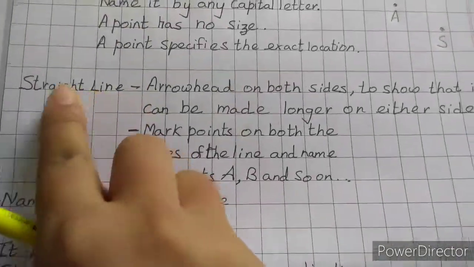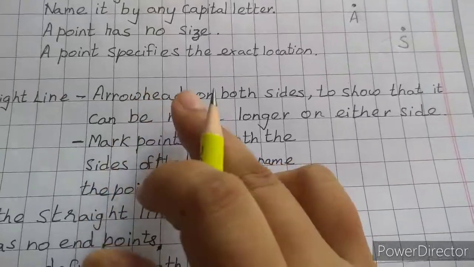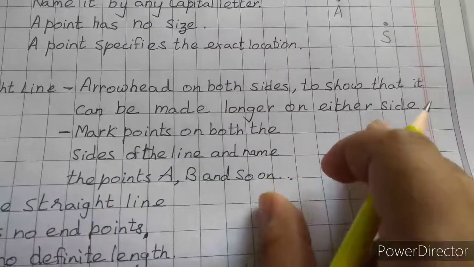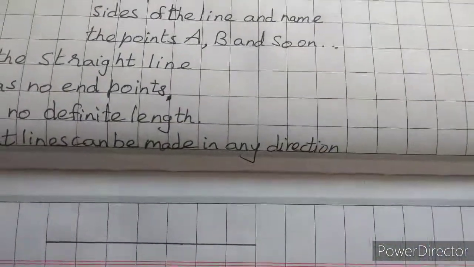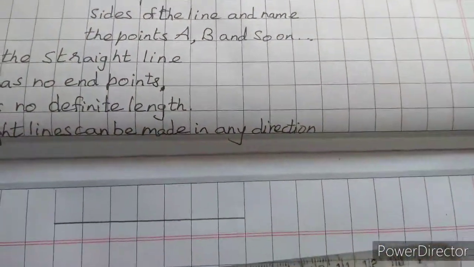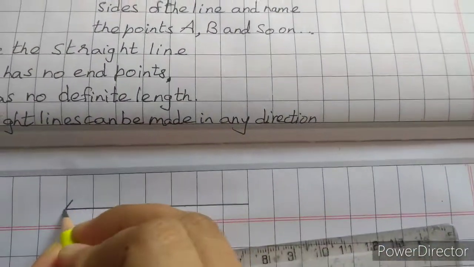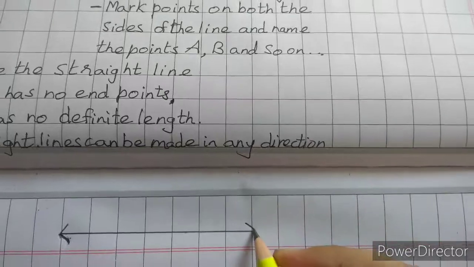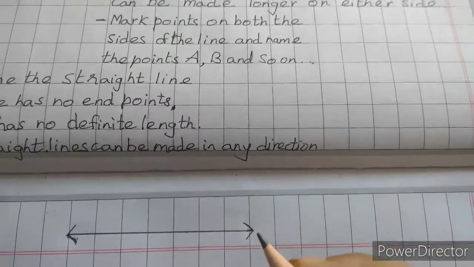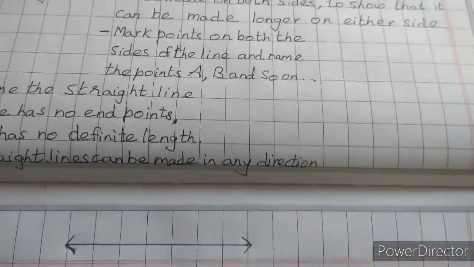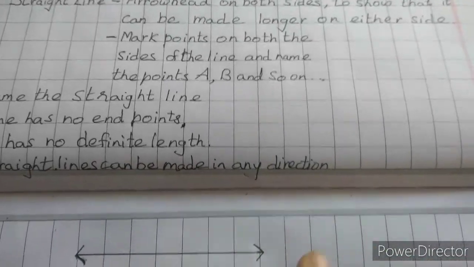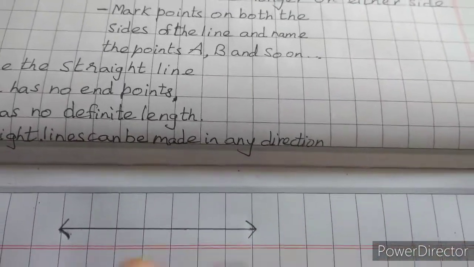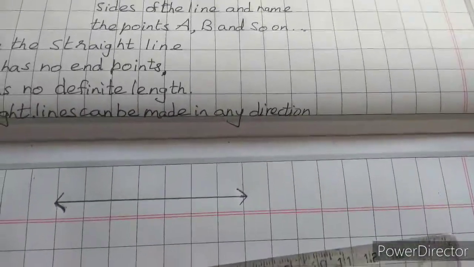Next is straight line. What is a straight line? A straight line has an arrowhead on both sides to show that it can be made longer on either side. This is a straight line. Now look here. If I put an arrowhead, what do we call it? Arrowhead. These arrowheads specify that it can be made longer. मतलब ये दोनों तरफ से, किसी भी तरफ से, either from this side or from this side it can be made longer. मतलब इसको बड़ा कर सकते हैं. That means it's a straight line.